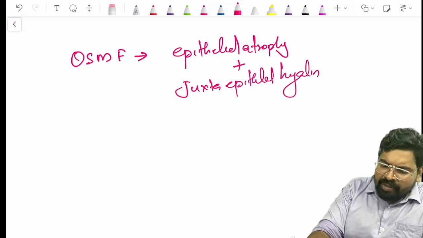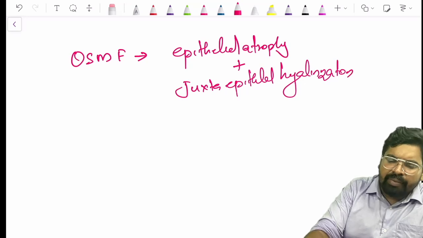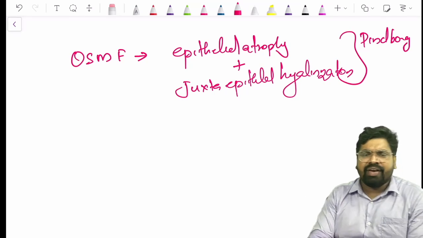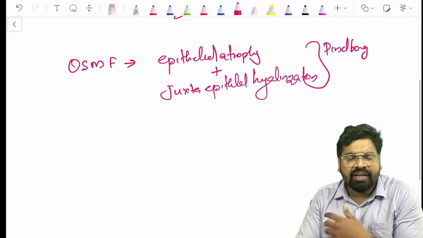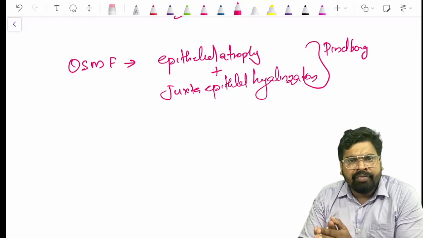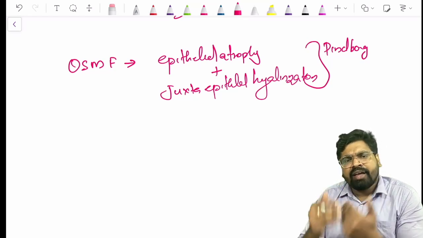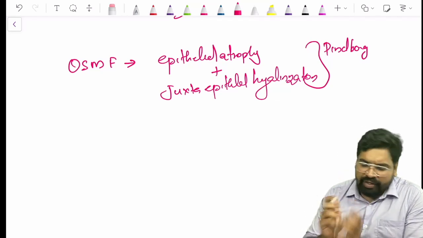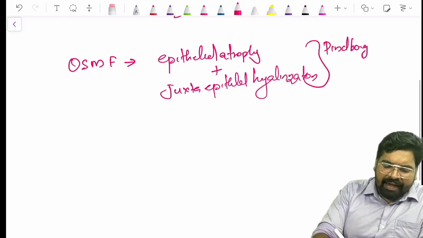So this is what Pindborg has told. Pindborg is the one who defined oral submucous fibrosis, and he told that two things happen here. One is epithelial atrophy, and the second one is juxtaepithelial hyalinization. So why does this hyalinization occur when you are taking the areca nut?